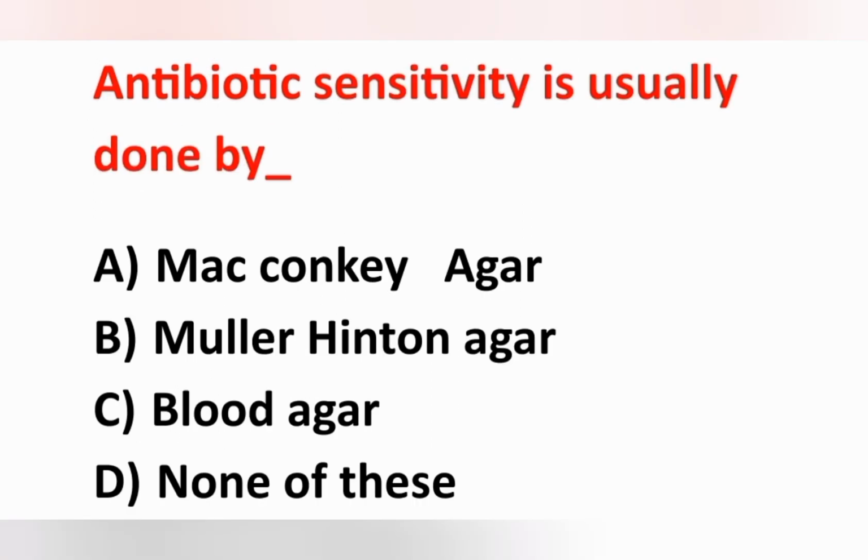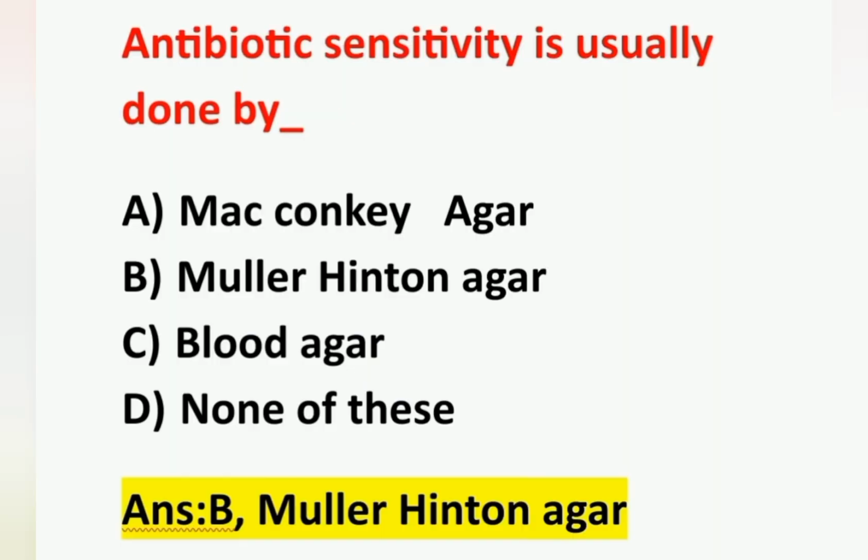Question, antibiotic sensitivity is usually done by using. Options are option A, MacConkey agar, option B, Mueller-Hinton agar, option C, blood agar, and option D, none of this. Correct answer is option B, Mueller-Hinton agar, which is used to identify the antibiotic sensitivity.